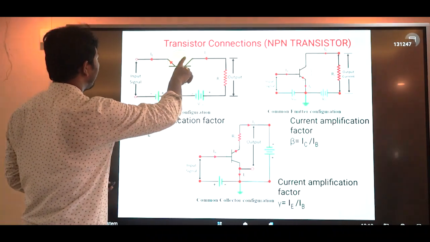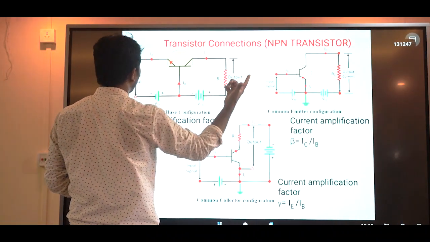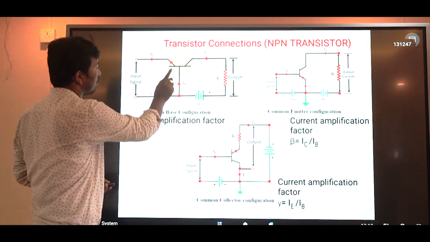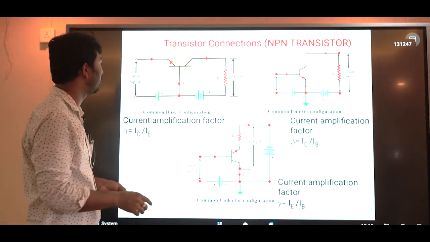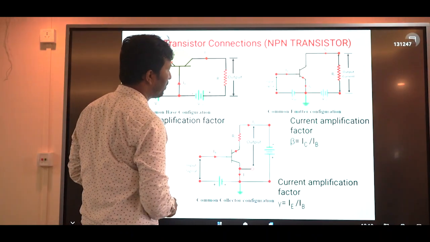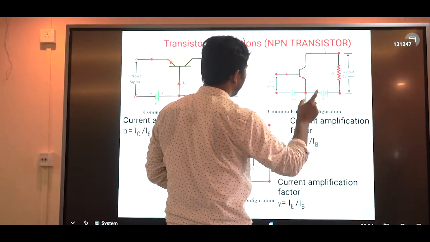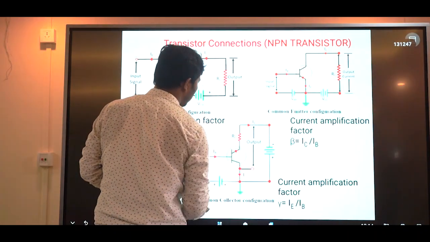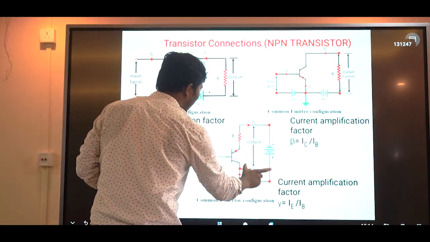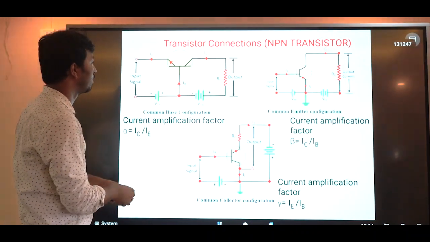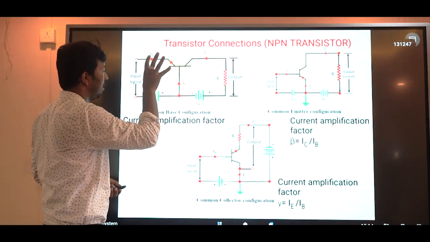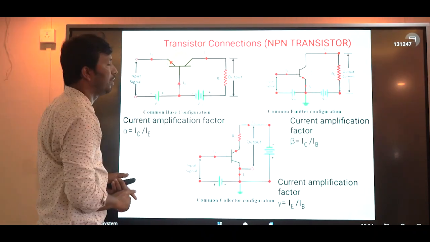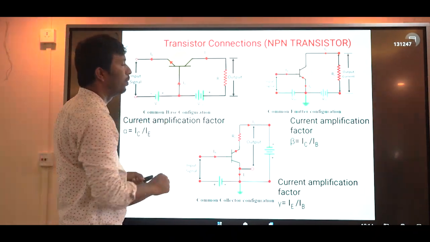So a transistor can be connected in three configurations. In this configuration, the base is considered common between input terminal and output terminal. Here the emitter is considered common between input circuit and output circuit, and here the collector is considered common between input circuit and output circuit. In the configuration where the base is common between input circuit and output circuit, the input current will be emitter current, the output current will be collector current.